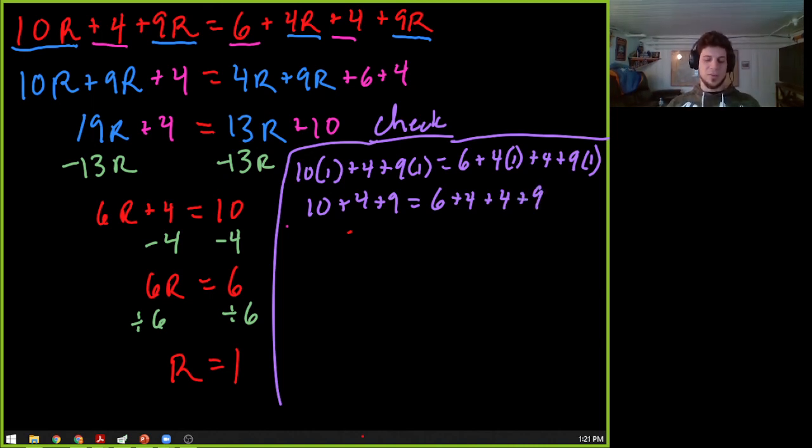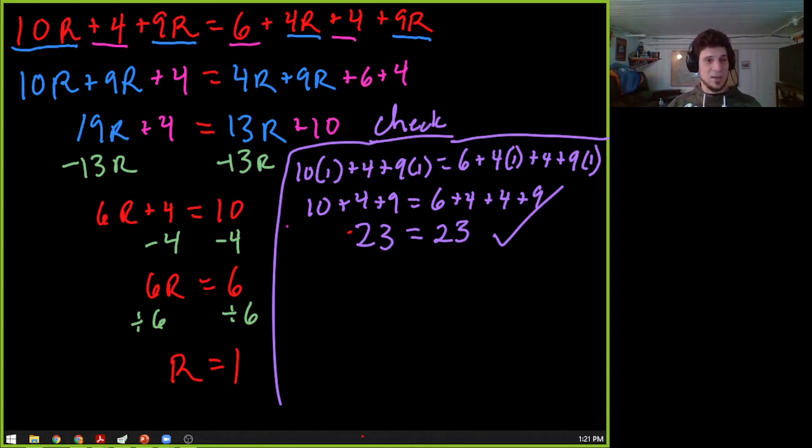Alright, let's add these up. 10 plus 4 plus 9. I'm going to do it all in one step. 10 plus 4 is 14, plus 9 is 23. On the other side, 6 plus 4 is 10, plus 4 is 14, plus 9 is 23. 23 does equal 23. This checks out. r equals 1 is a solution to this equation.